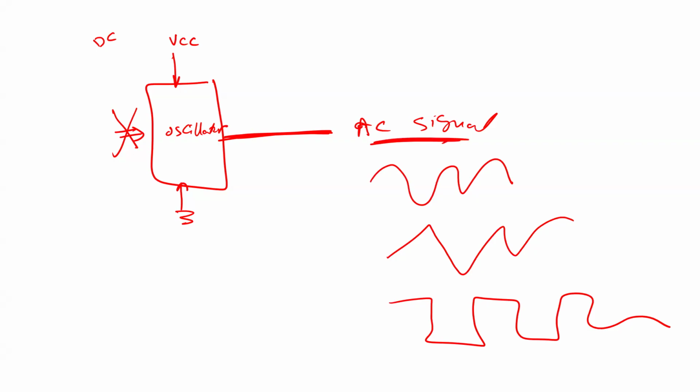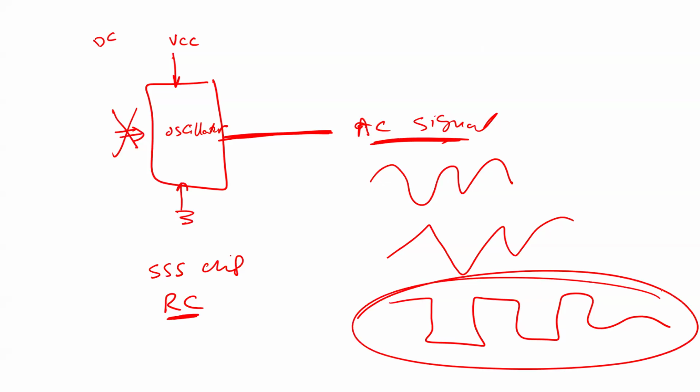So in this lab, you will learn how you can use the 555 chip, in addition to an RC, resistor and capacitor, to create a square wave signal like this one.